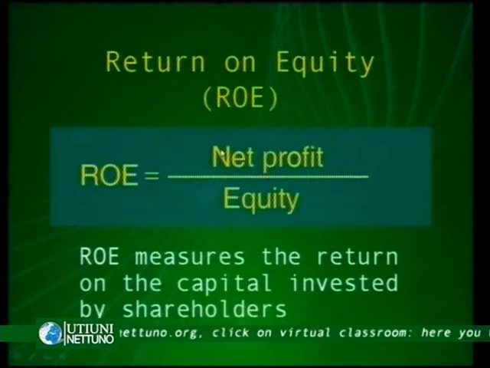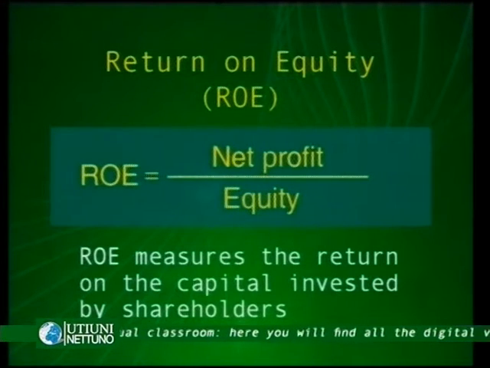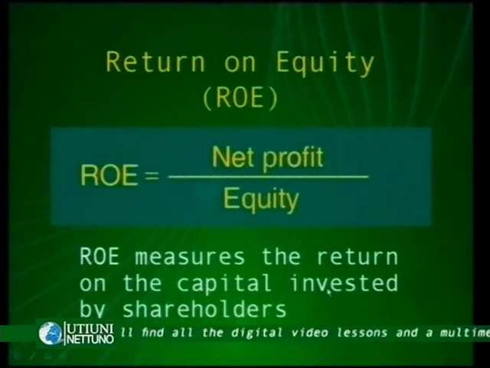The equity instead is the total investment made by the equity holders, and includes both the original investment and, as we have seen in the last class, the retained earnings, which are equivalent to an investment made by equity holders, because they are basically dividends that the equity holders have decided not to pay to themselves, but to leave in the firm for future investment. The net profit can be taken from the projected income statement. The equity can be obtained from the projected balance sheet at a given year. And the ROE measures the return on the capital invested only by shareholders.